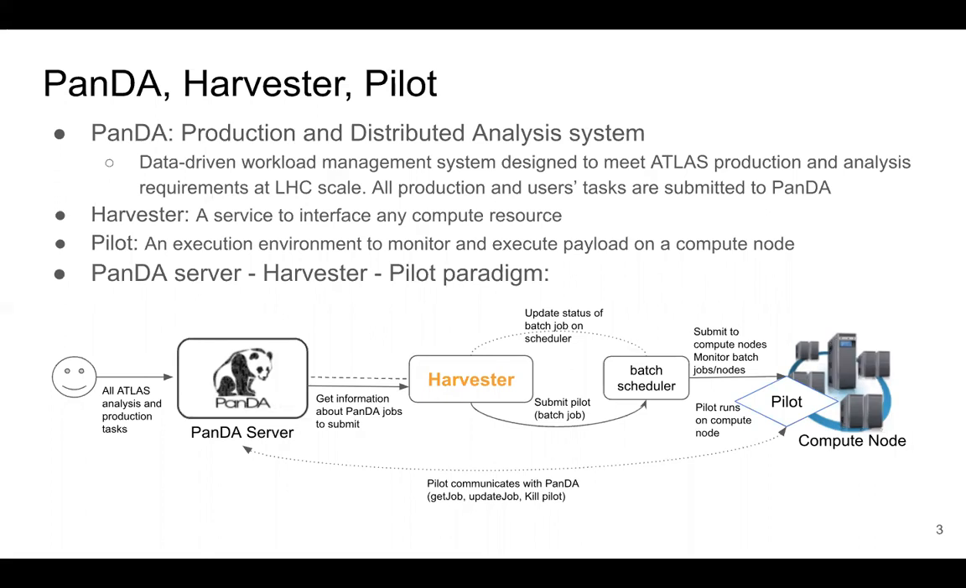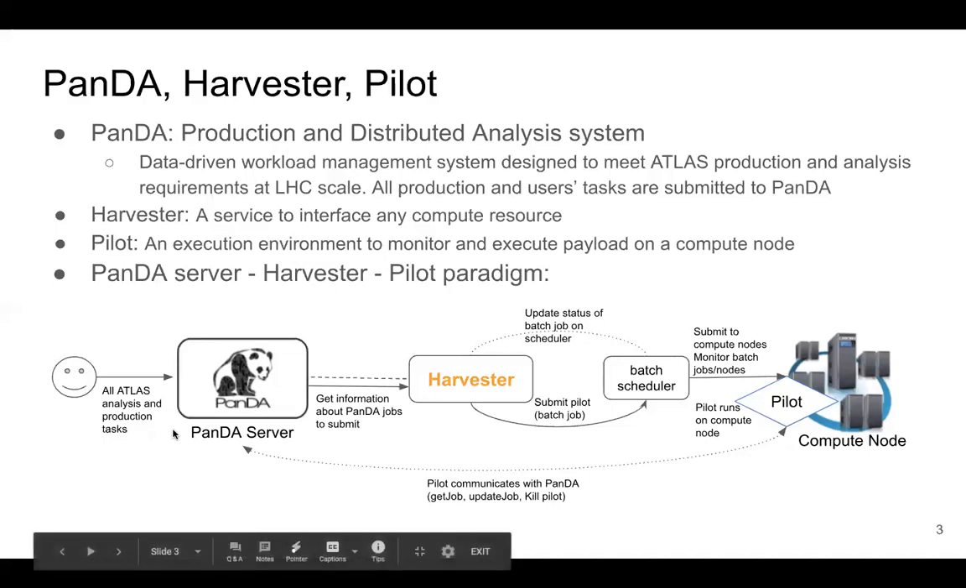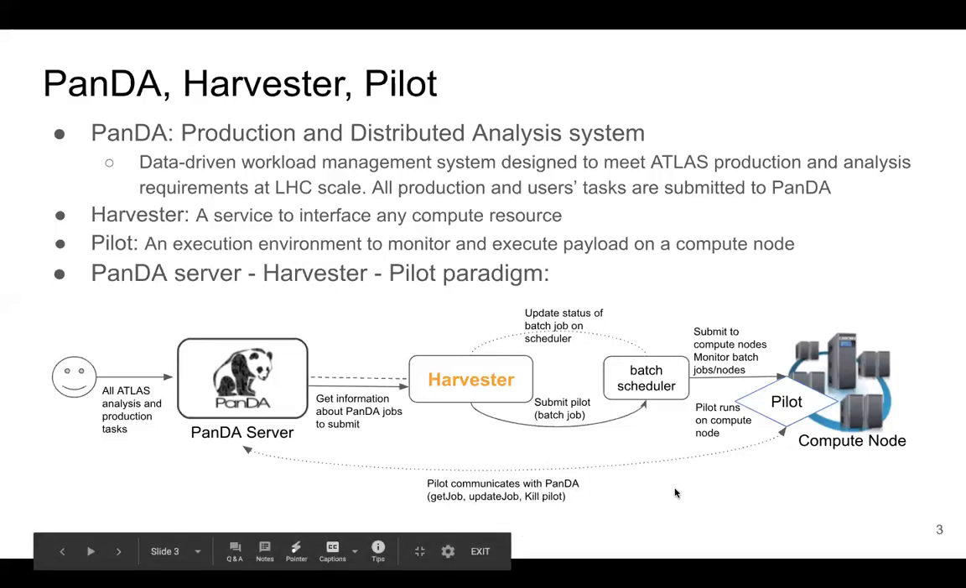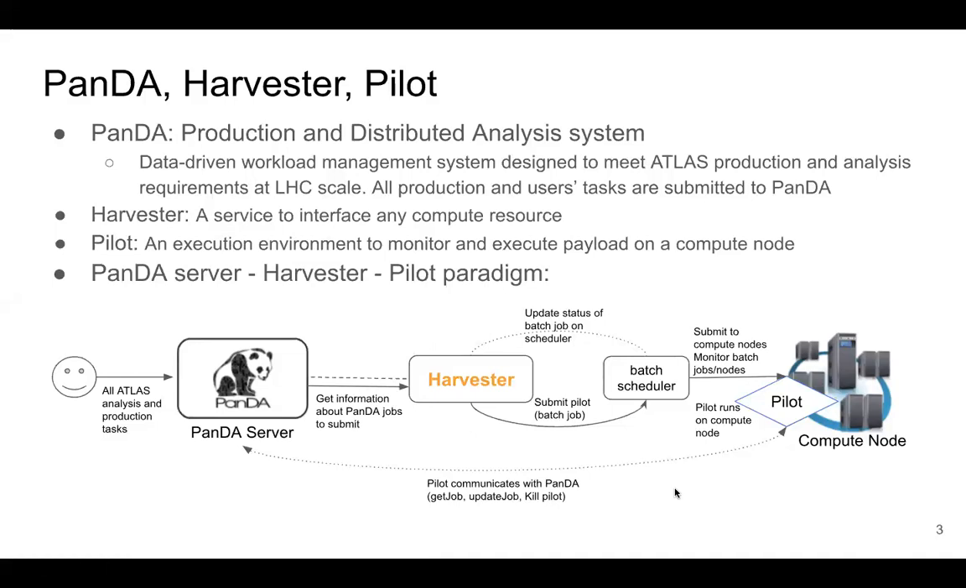All the analysis and production tasks of Atlas are submitted to the PanDA server. Meanwhile, Harvester gets some information about PanDA jobs. Then Harvester knows how many jobs to submit. Then Harvester will submit to the batch scheduler, and this batch scheduler is a part of the site which manages the compute resource under the site. And eventually the pilot will run on one compute node in this resource. And the pilot will communicate with the PanDA server to get the real PanDA job to run and update job status, etc. So that's the model in brief.